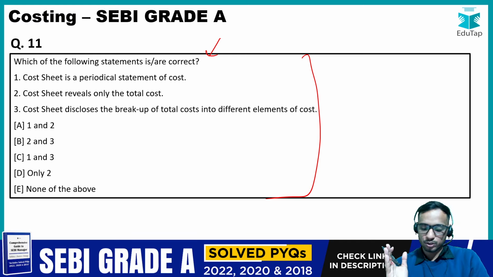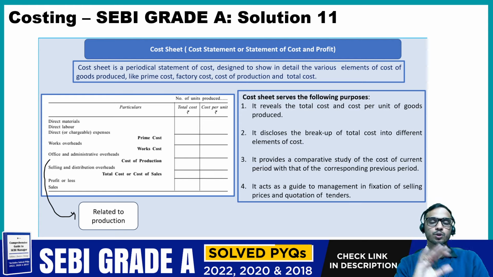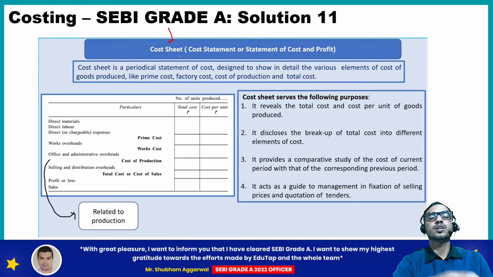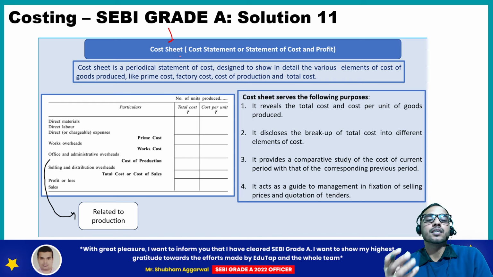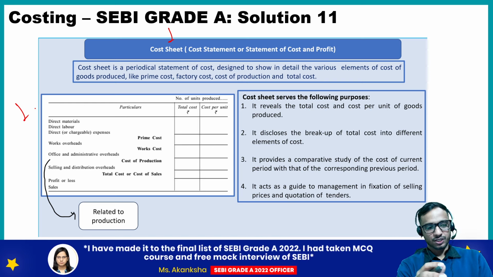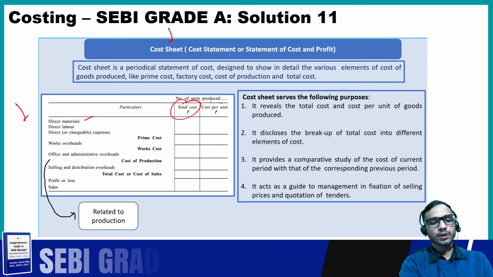So you need to understand what is cost sheet. So let's discuss cost sheet, then we are going to get into the question. Okay. So cost sheet is basically the cost statement used to ascertain the cost. This is the comprehensive view of cost sheet, in which first we write the direct material, total cost as well, and per unit cost as well.